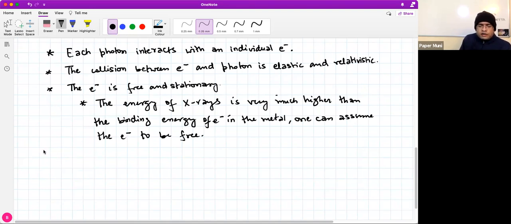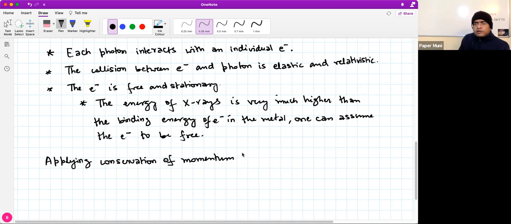Now we'll apply conservation of momentum, and because it's an elastic collision, we'll use the relativistic formulation of energy and momentum. We'll not solve it fully. We'll just state the first few lines of the calculation, and then move on to the conclusion. Now, applying conservation of momentum. This is a very easy calculation. If you just follow it, I think it will take around 10 lines to solve. Applying conservation of momentum along the x and y axes.